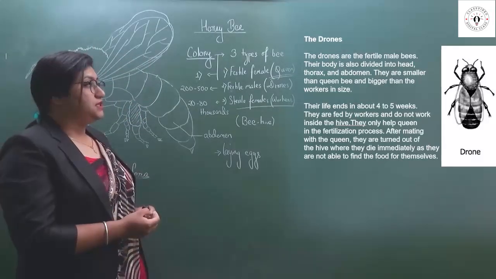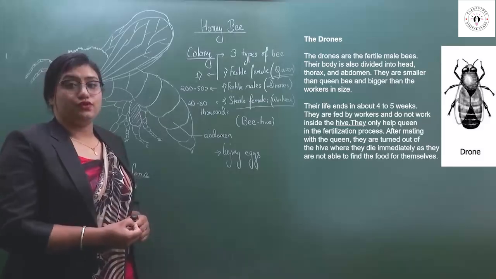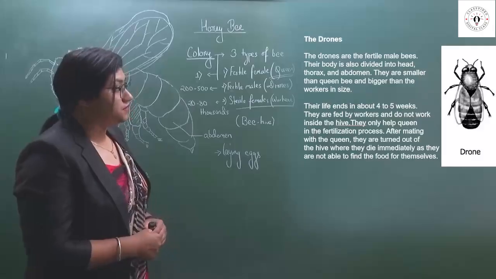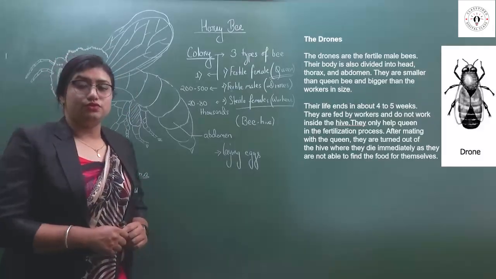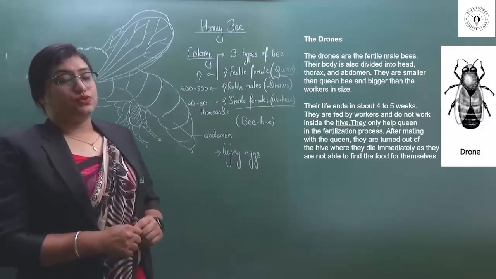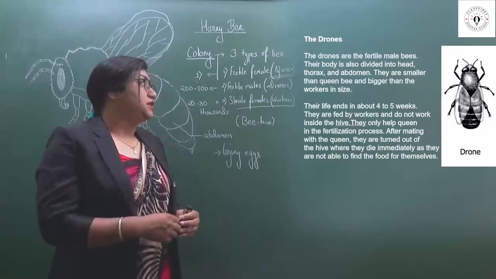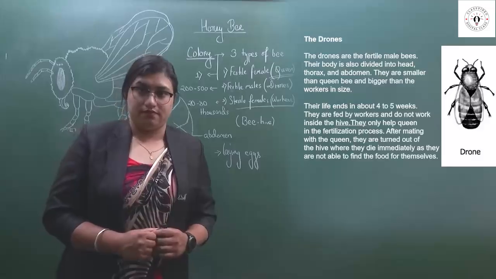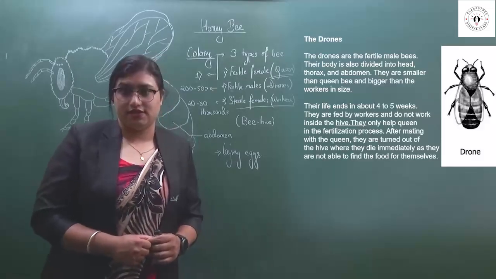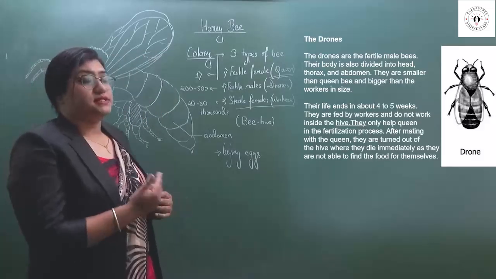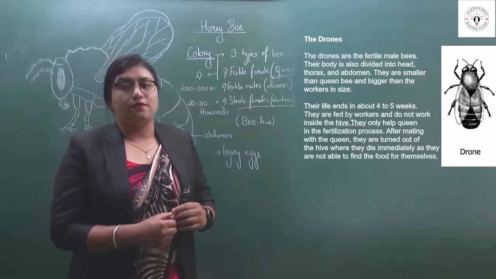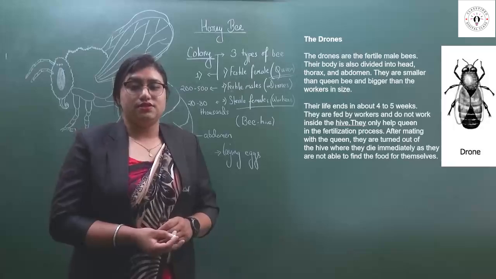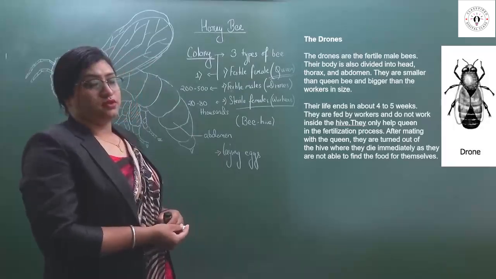The drones have a lifespan of 4 to 5 weeks. Previously, for the queen, it was 2 to 5 years, whereas for the drones it is only 4 to 5 weeks. During their whole life, the drones are the fertile males, but their work is just to mate with the queen, because they do not go out foraging. That is why, whenever they are inside the beehive, they are fed by the worker bees. Their work here is just to fertilize the queen bee.